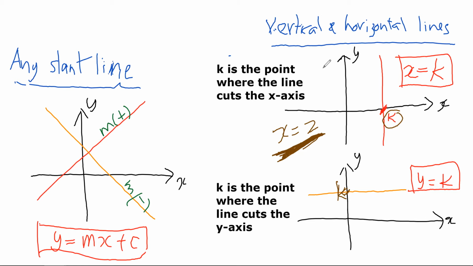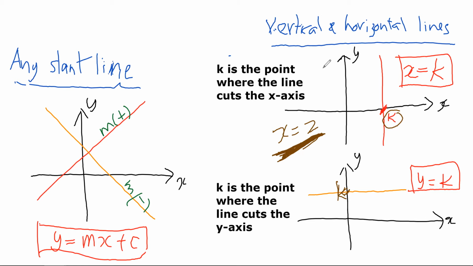Since we are not saying anything about y, it means y can be any number, but the x has to be 2. So for example, the points on this line could be (2,1), (2,5), (2,3), (2,0), (2,-5), (2, any other number). X must be always 2 and y can be any number. So hope that is clear.